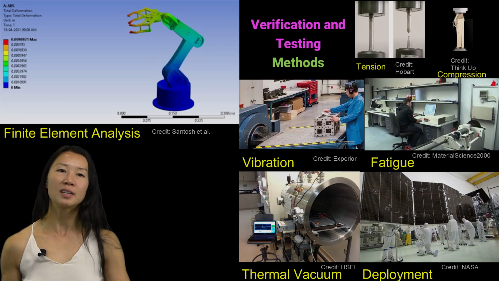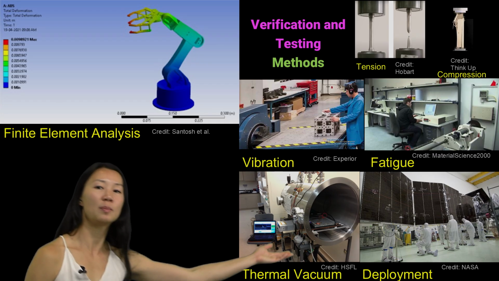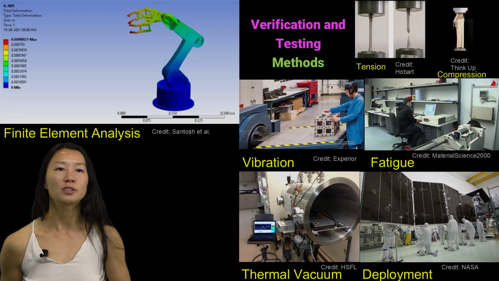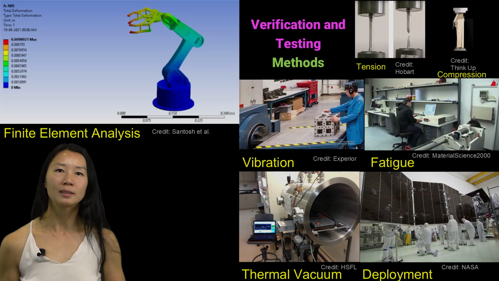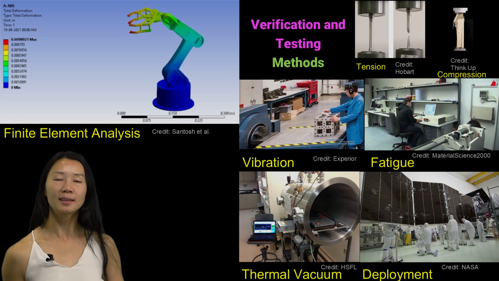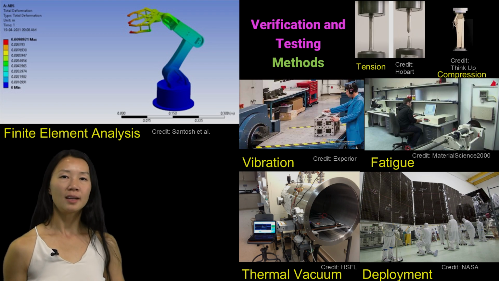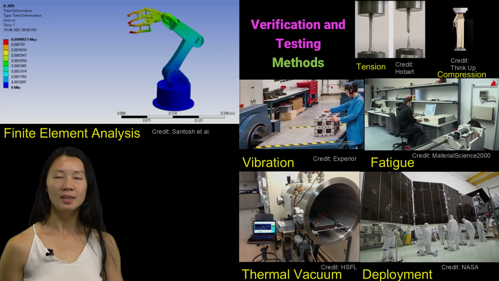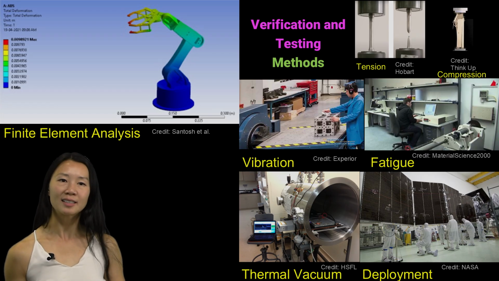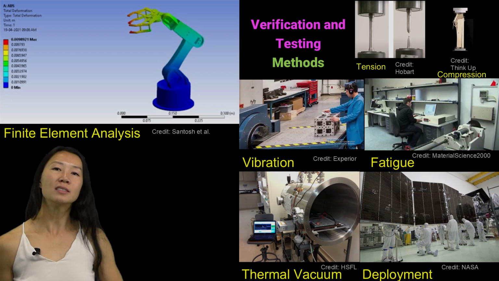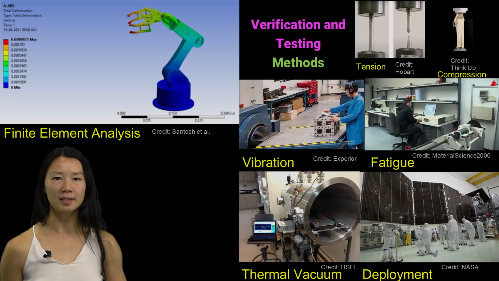And finally, you see verification methods like deployment testing. Here, NASA engineers are unfolding the Juno spacecraft solar panels in a clean room with gravity offloading. This ensures that every hinge, latch, and panel deploys exactly as intended once in space. It may sound simple, but even one stuck hinge could end the mission. Together, analysis and testing from FEA to vibration and deployment give us a full picture of structural integrity.